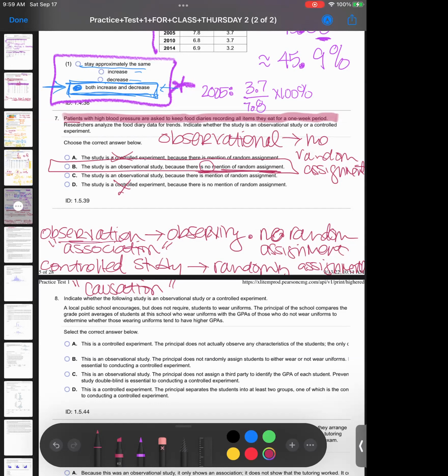Okay. Well, if I'm being honest, I was thinking that it was controlled because when you think of control, this is like controlling in a way. But they're not controlling because they're not telling the people to do something. They're allowing them to do what they normally do.